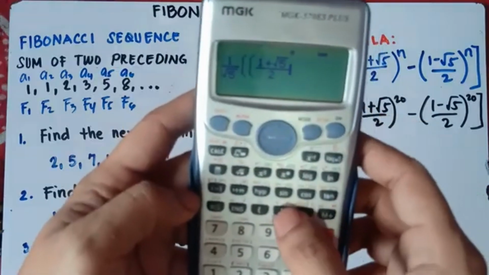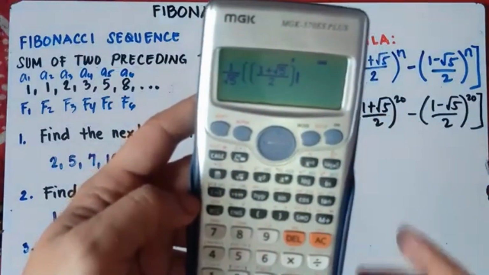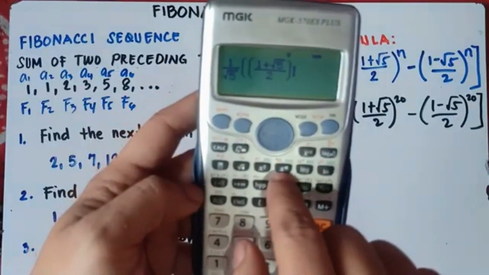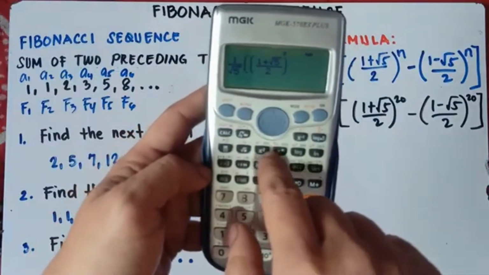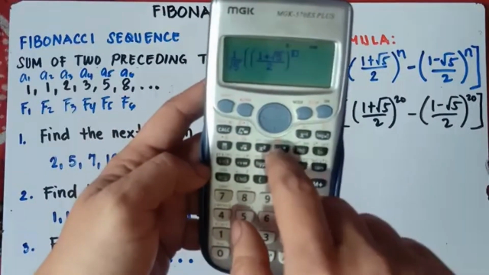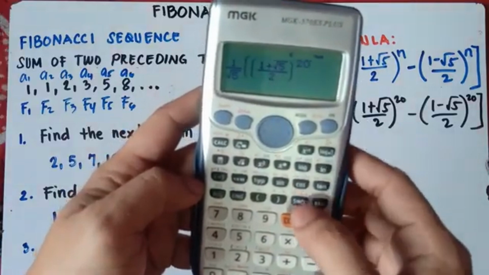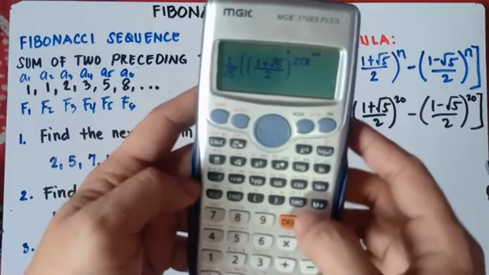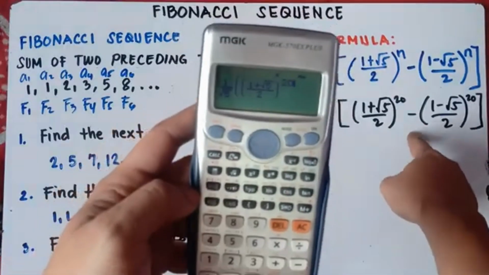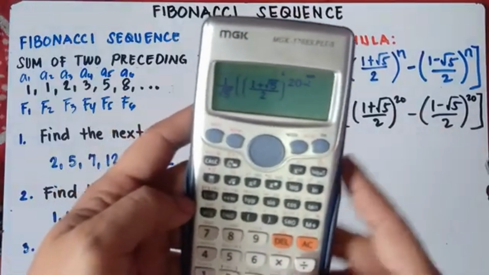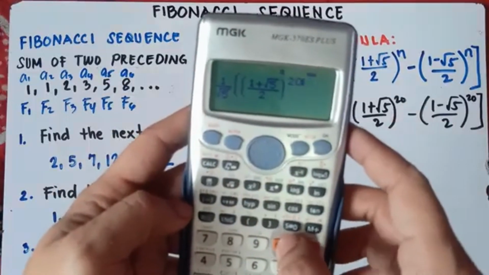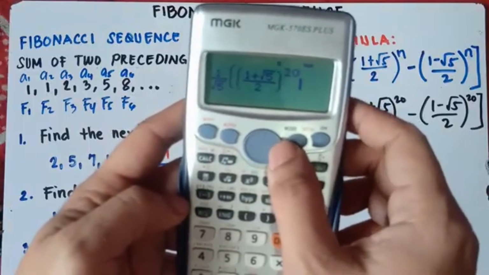Alright, so close parentheses. Then raise to the power, class: the key beside x squared. So press this one, and you press 20. Then once again, you put your cursor on the middle part, because if you put the minus sign directly, it will be 20 minus. So delete that one. Your cursor must be on the middle part.